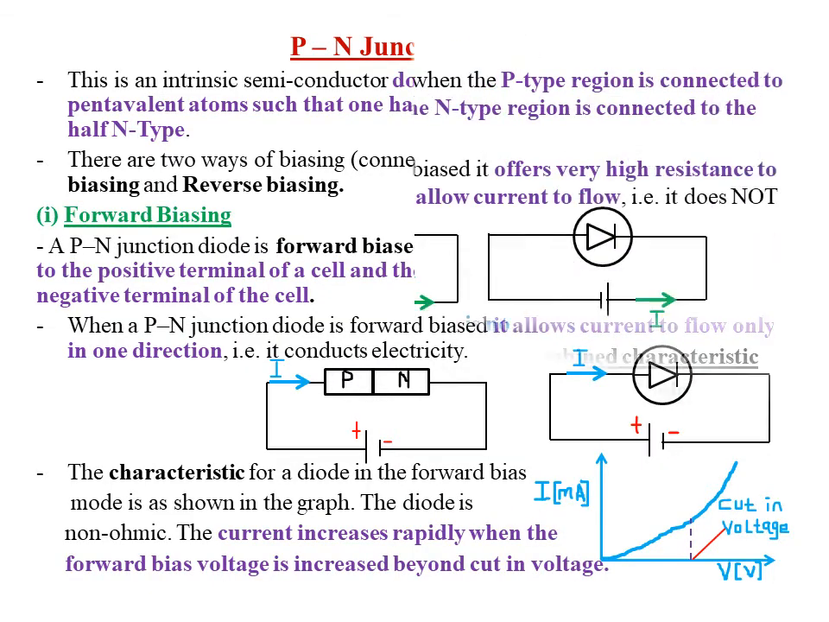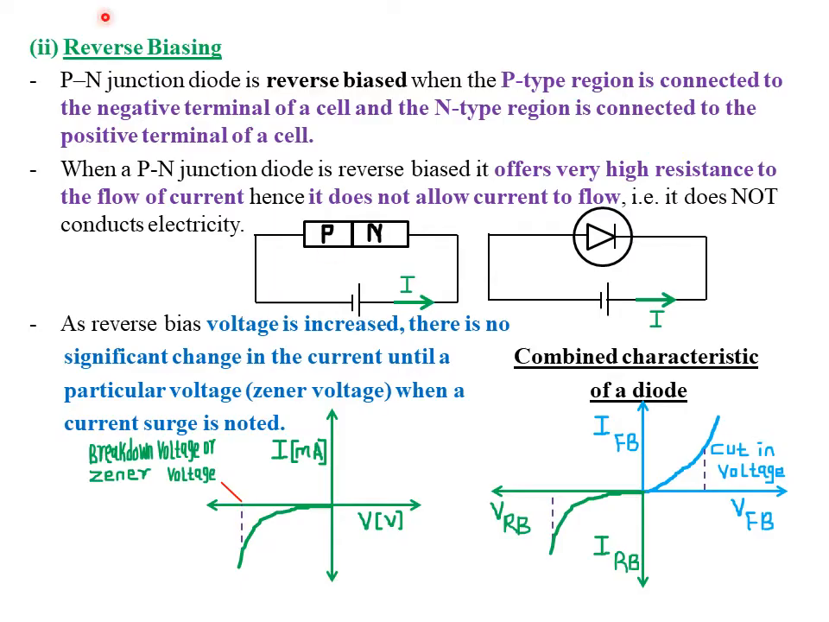Next, we look at the second way of biasing or connecting a PN junction diode, which is called reverse biasing or reverse connection of a PN junction diode. So, a PN junction diode is said to be reverse biased or reverse connected when the P-type region is connected to the negative terminal of a cell or the source of power, and the N-type region is connected to the positive terminal of the cell or the source of power.